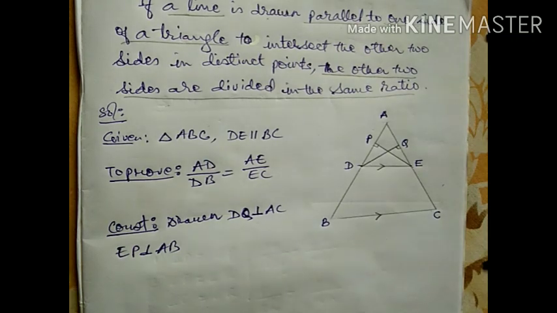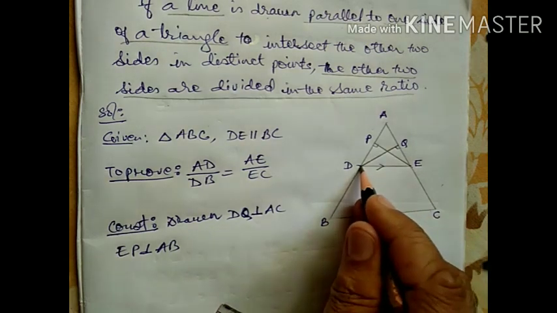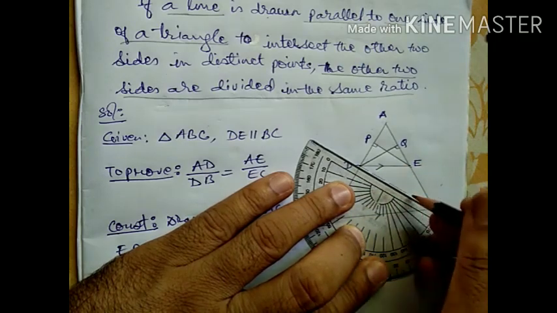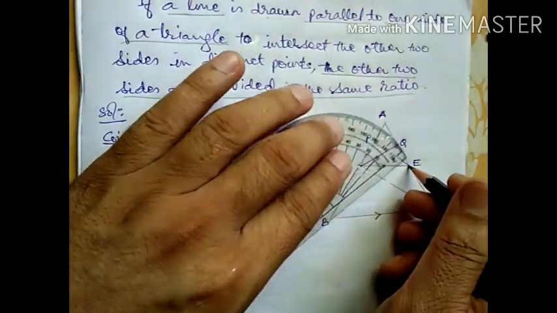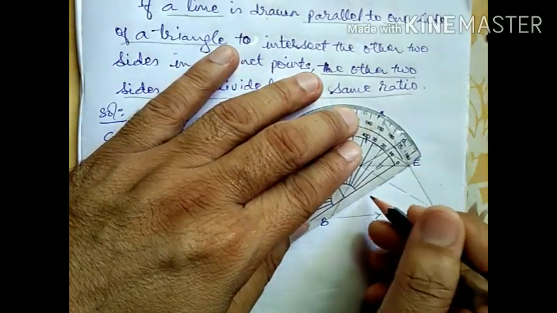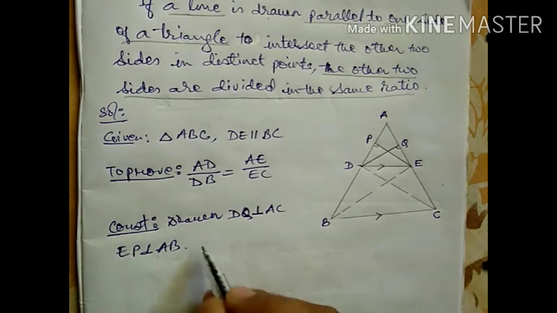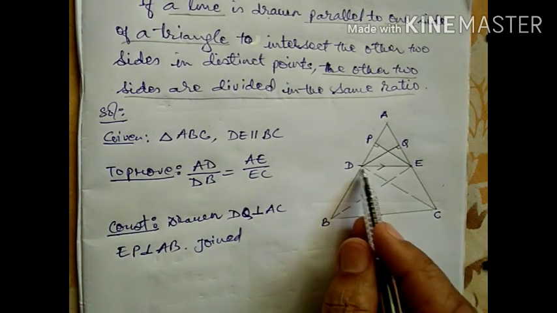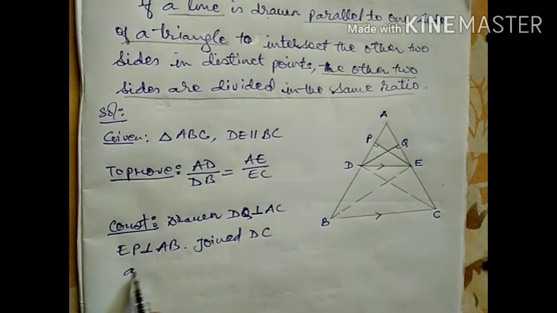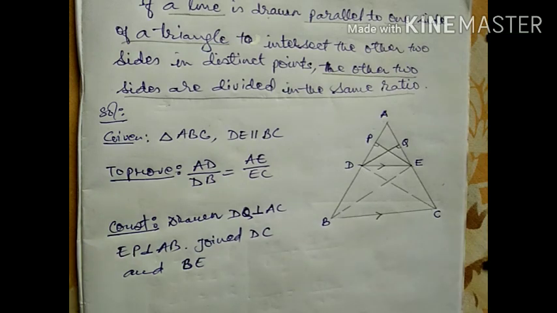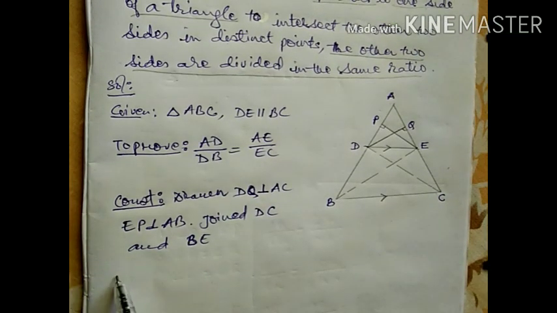After that, what you have to do is we have to join DC. These 2 points we will join. And join EB. See, both the points are joined here. That means join DC and BE. Okay. After that, we will have to start solution. That means proof will start now.